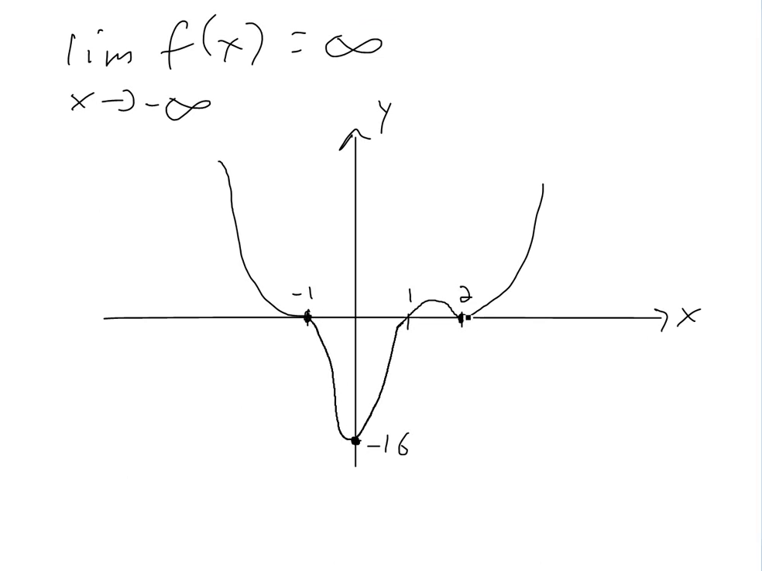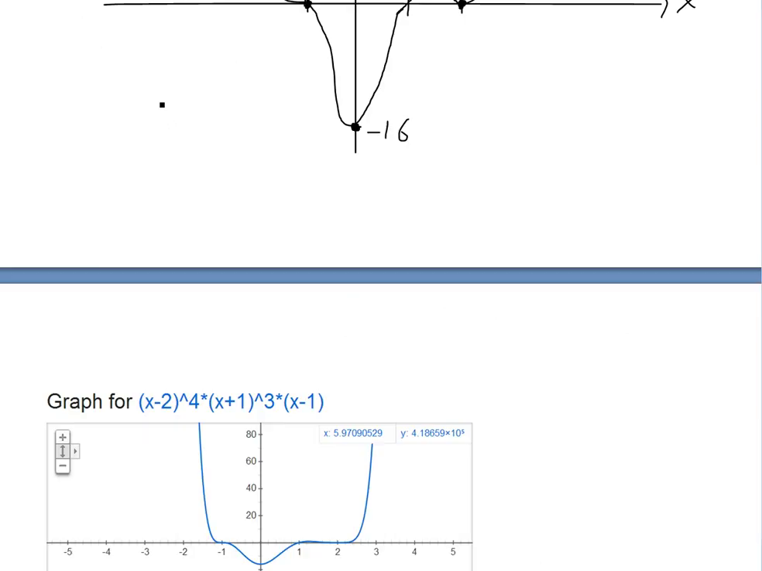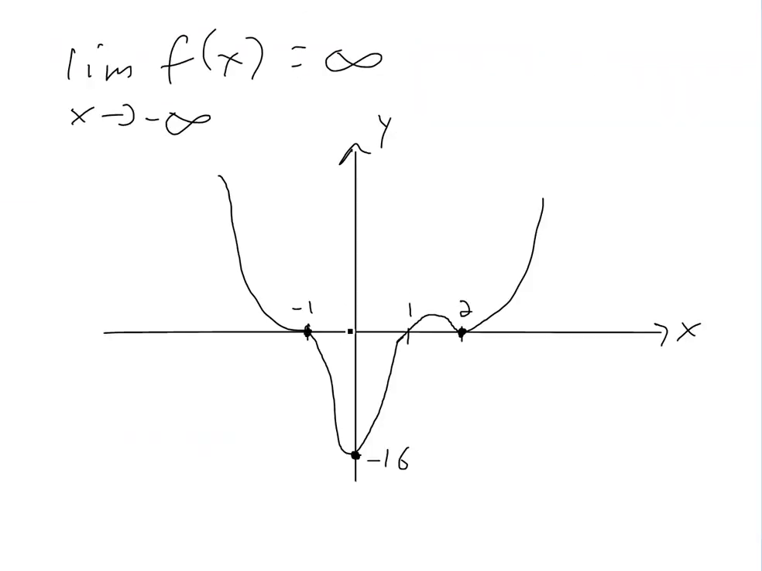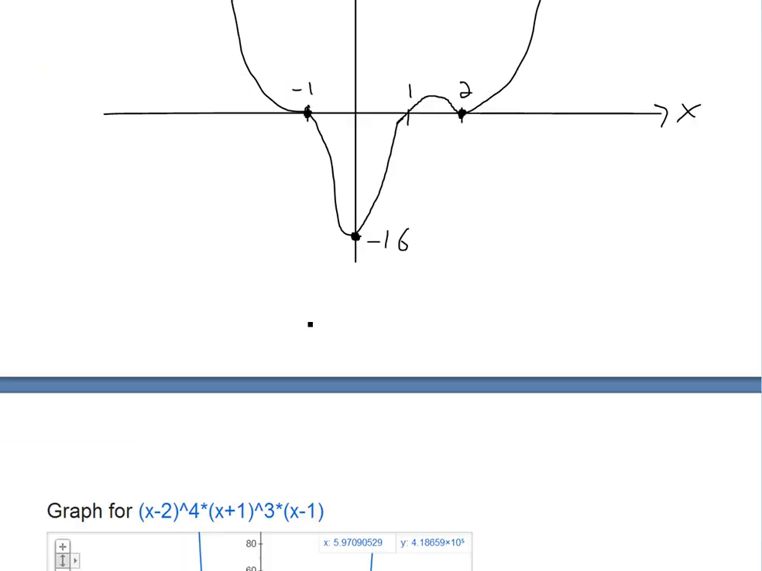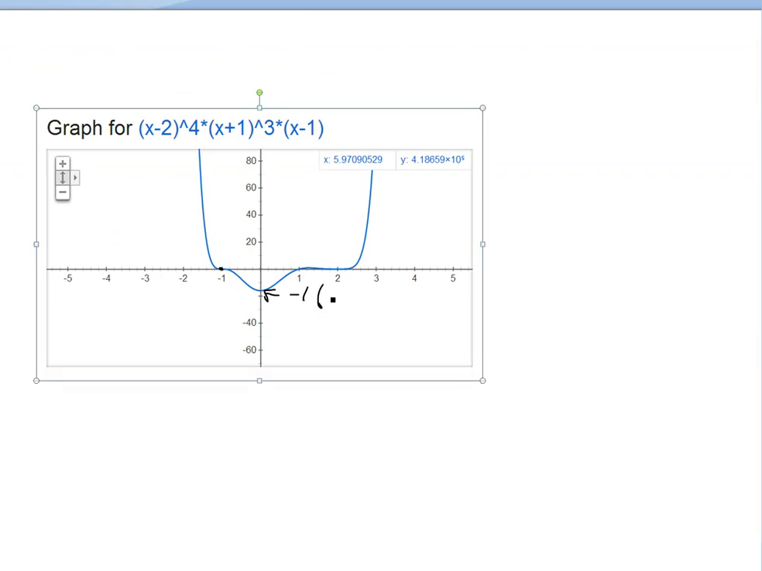And as you can see, this is how the function kind of looks. This is just a rough sketch to show that you can find how a graph looks just by intercepts and infinite limits. Now I've actually graphed this with Google to see how accurate I was. This is pretty rough, but as you can see, it's pretty much the same thing. It's just a bit lower here. There are intercepts at negative 1, 1, 2, and at negative 16. It goes to infinity as you go to negative infinity, and also as you go to positive infinity.